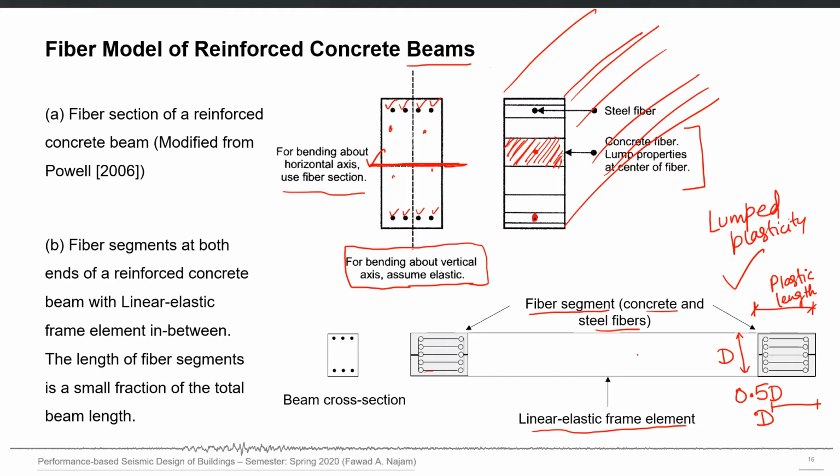Alternatively, you can run the fibers along the whole length of the beam, but that will make the model more heavy. It will take more time for running the analysis. So for beams, fiber segments at both ends of a reinforced concrete beam are shown here, and the linear elastic element is in between. So the length of the fiber segments is a small fraction of the total beam length. It can be 0.5 times the effective depth of the cross section, or can also be equal to the effective depth of the cross section. So it is just one small fraction of the total length.